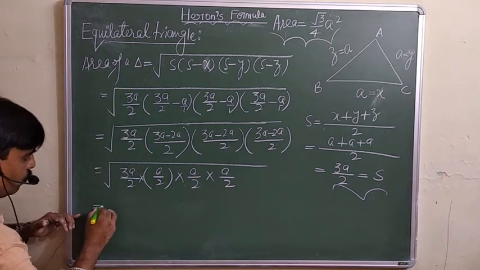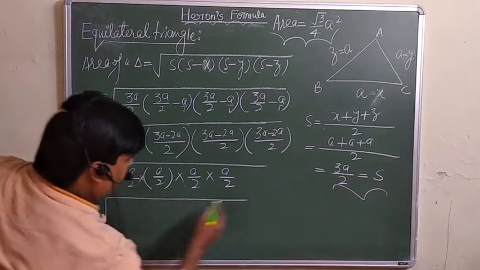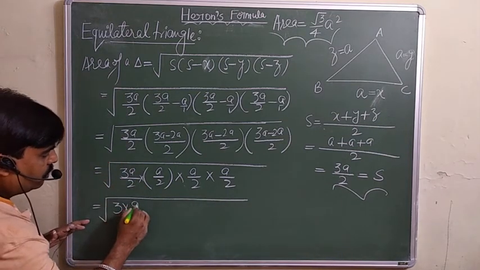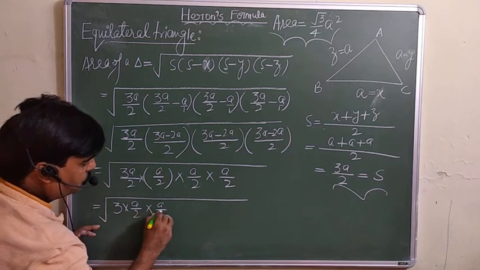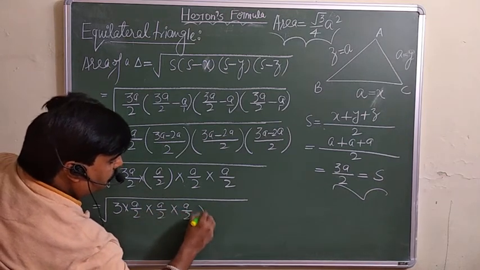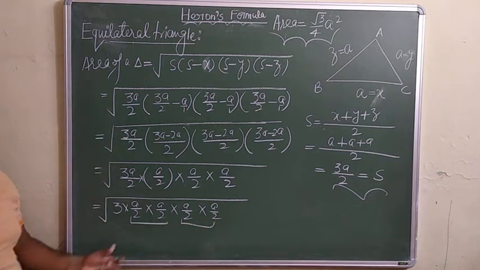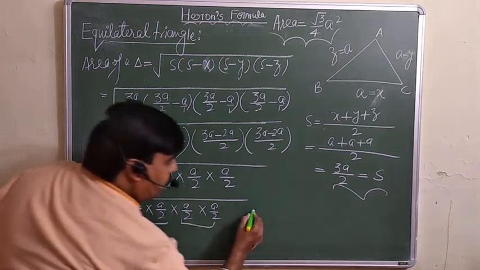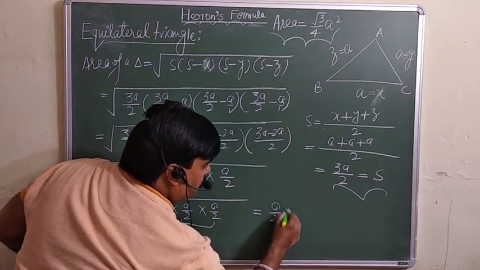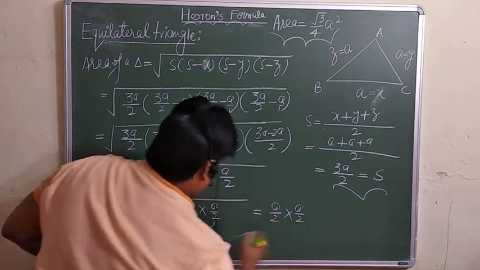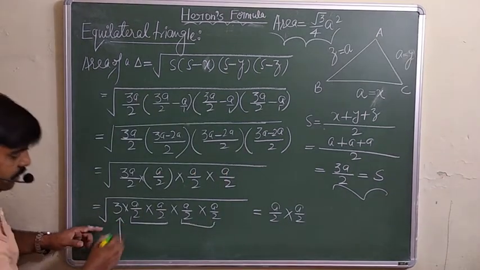So look at here, for our own convenience we can write this one down. How can we take it? 3 into A by 2 can be written as 3 into A by 2 into A by 2 into A by 2. So you can make groups here. You can take the square root: one A by 2 will come out from here, and one A by 2 you will get from here, A by 2. And this 3 will remain inside the radical sign.